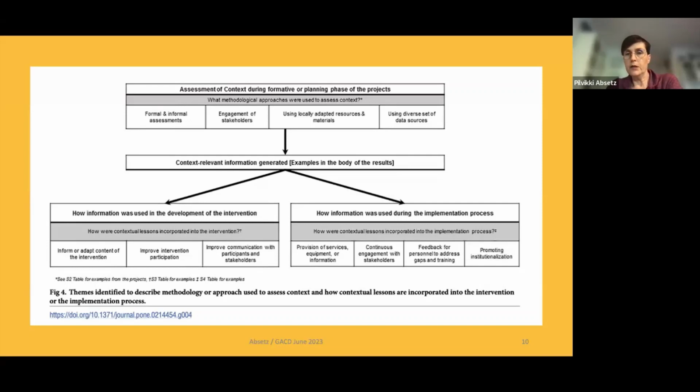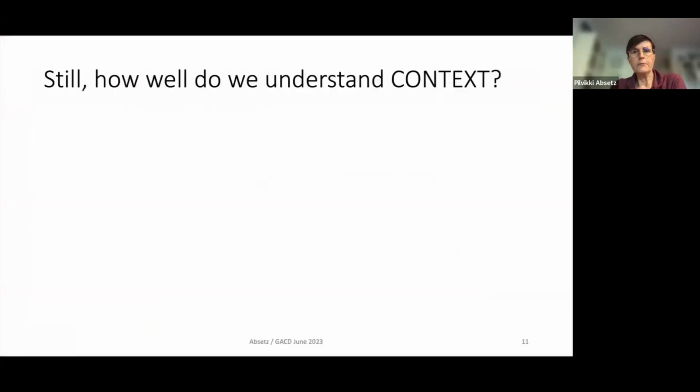And then during the implementation process, the contextual lessons were helping in the provision of services, in the engagement with the stakeholders, with feedback for personnel to address gaps and training, and then promoting institutionalization. So different ways of using that.